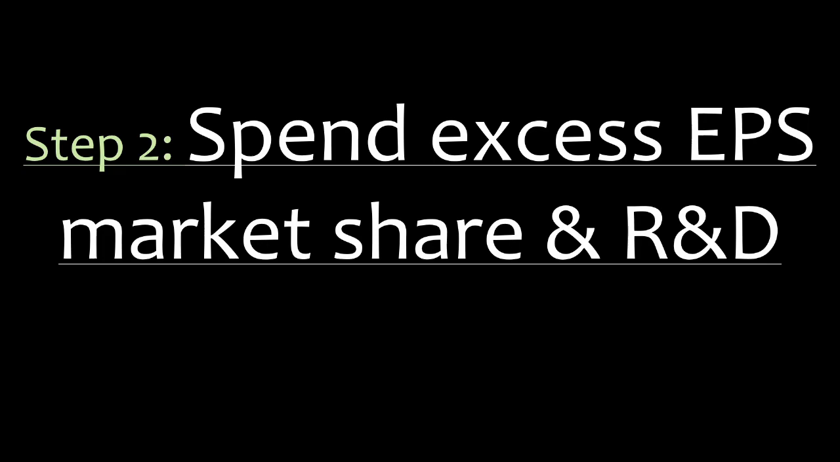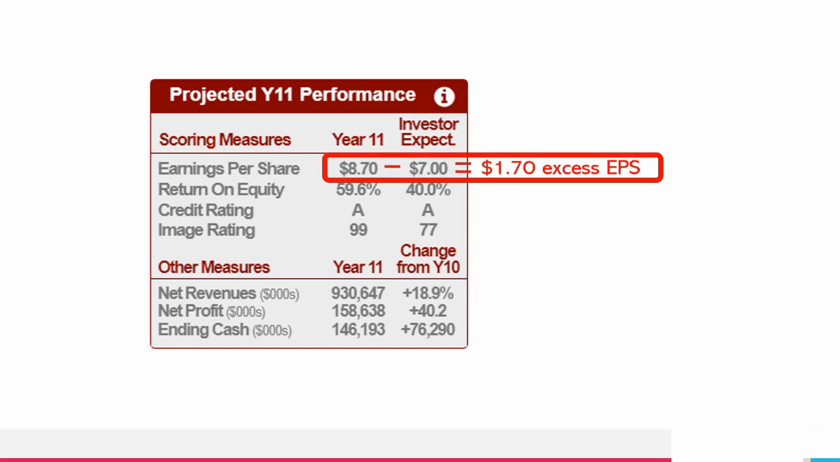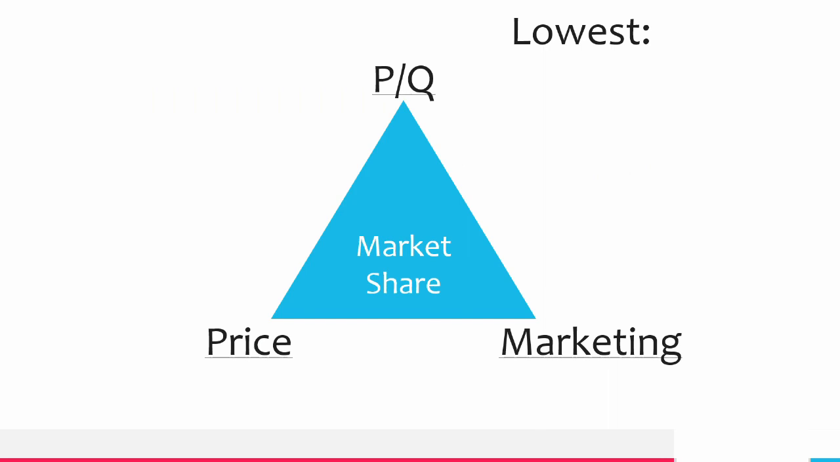But first, what is excess EPS? Excess EPS is the projected EPS minus your target EPS. For this example, if the target EPS is the investor expectation, then the excess EPS here is $1.70. Spend half of this bounty from your optimizing work on increasing market share through changes to PQ, price, and marketing.